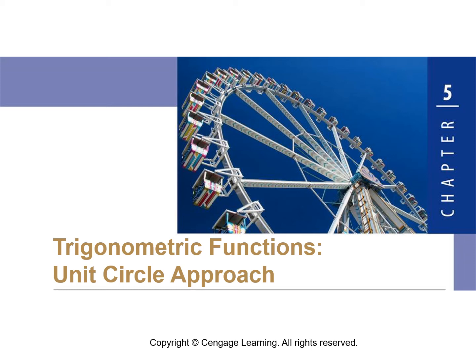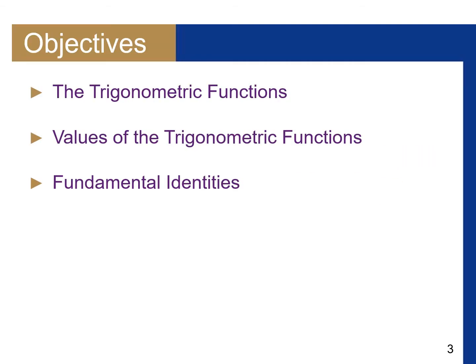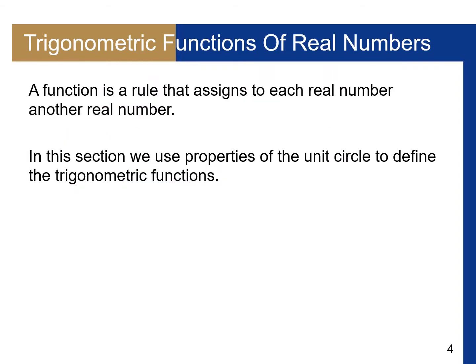Okay, trigonometric functions, a unit circle approach. We'll look at trigonometric functions, the values of those trigonometric functions, and their identities. A function is a rule that assigns to each real number another real number. We've learned that before. And in this section, we'll use properties of the unit circle to define the trigonometric functions.